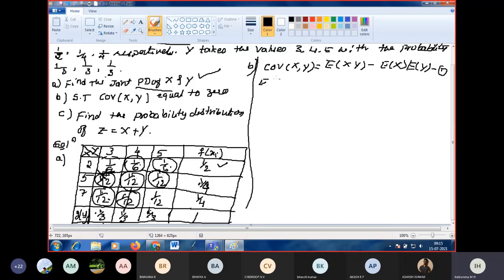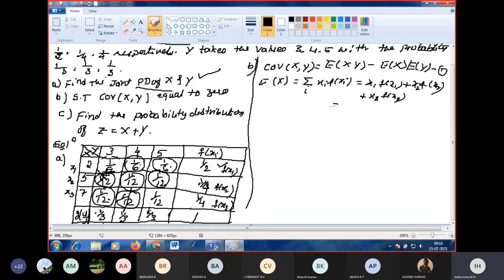Okay. Next, expectation of x. How to find expectation of x? Summation over i, xi f of xi, which is equal to, here we have x1, x2, x3, and here we have f of x1, f of x2, f of x3. So now go on putting the values for x from 1 to 3. That is x1 into f of x1 plus x2 f of x2. Summation means we have to add, plus x3 f of x3.